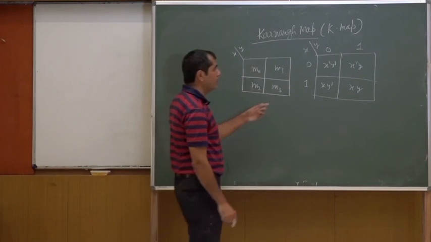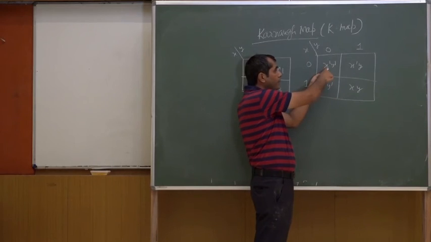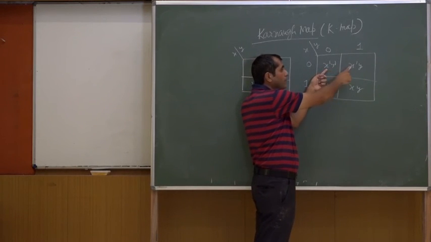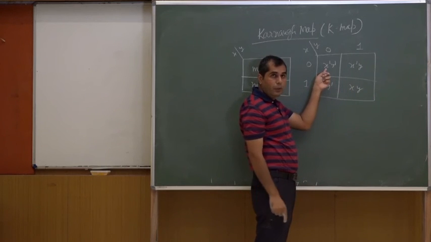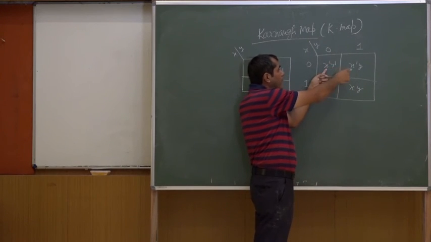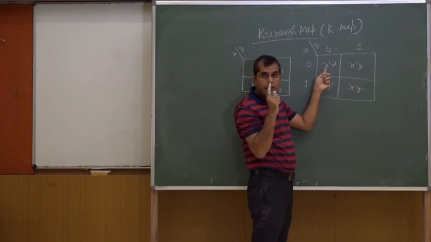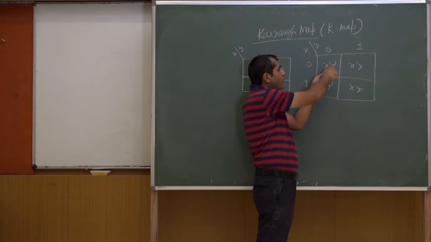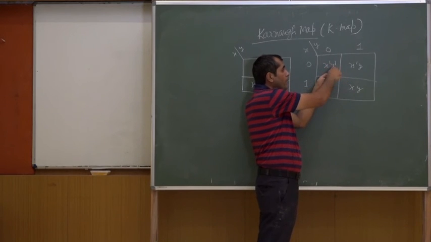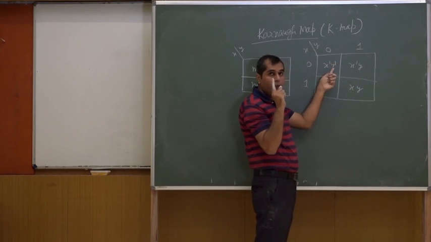Look at the adjacent blocks of this map. What you see is that here we have x bar y bar. If I go to the adjacent block, what do I find? X bar y. So what is this? Here I can notice that there is a change in only one variable. X bar y bar, x bar is as it is, y bar is changing to y. There is a change in one variable only.